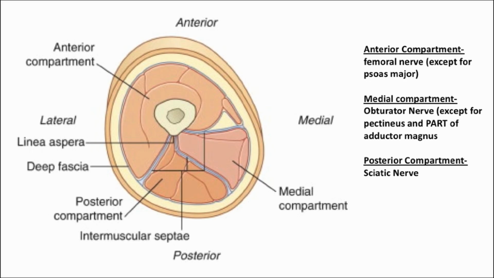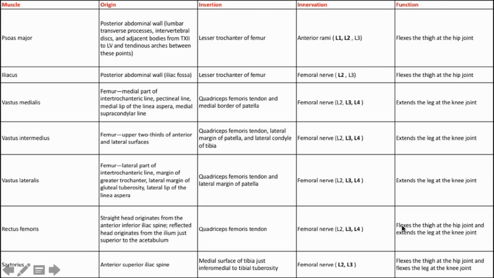The hamstring part of adductor magnus is innervated by the sciatic nerve. Everything else is innervated by the obturator nerve, right? Because it's in the medial compartment. When we get to the posterior compartment of the thigh, remember it has the 3 large hamstring muscles, all innervated by the sciatic nerve. Okay, so just a quick recap, this is important.